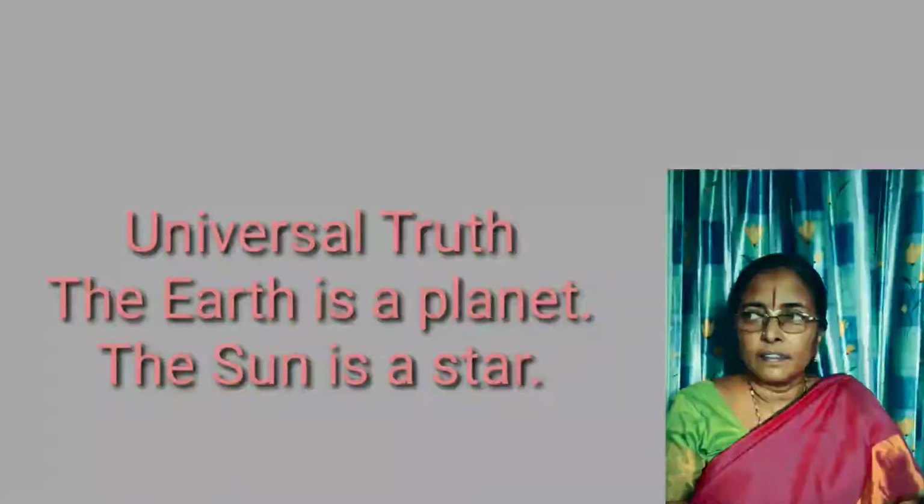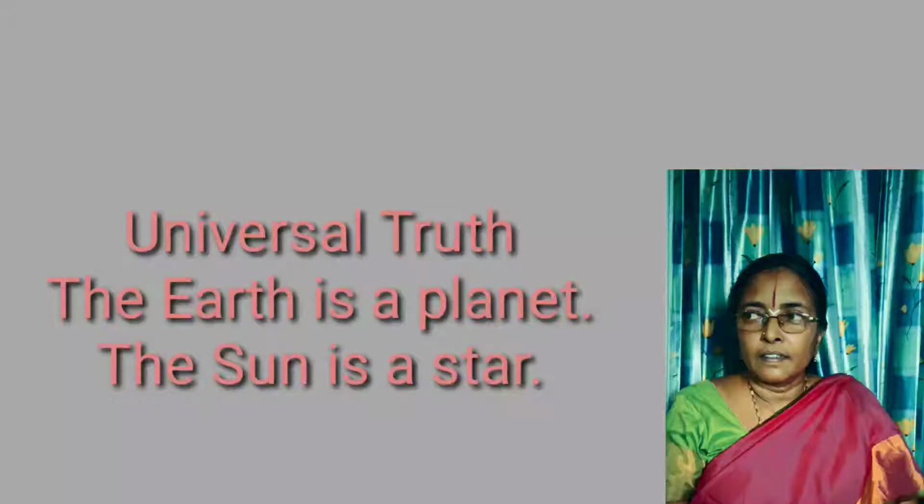Simple present is used for universal truth. What are the universal truths? We know many things, right? The sun rises in the east, sets in the west. That is universal truth. The earth is a planet. That is universal truth. The sun is a star or a celestial body. That is also universal truth.